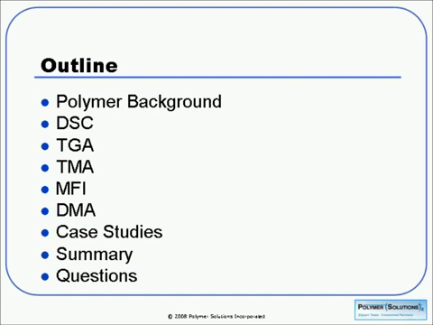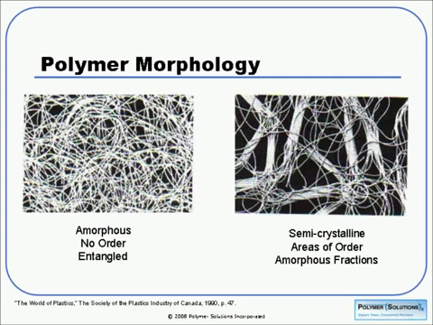So first I want to tell you what we're going to talk about. I'm going to go over some polymer backgrounds so that we're all on the same page. We'll talk about several thermal techniques then, the alphabet soup we have here: differential scanning calorimetry, thermogravimetric analysis, thermomechanical analysis, melt flow index, and dynamic mechanical analysis. We'll go over some real-world examples for all of those as well, and have a couple case studies to go through, and we'll summarize and address any questions you might have.